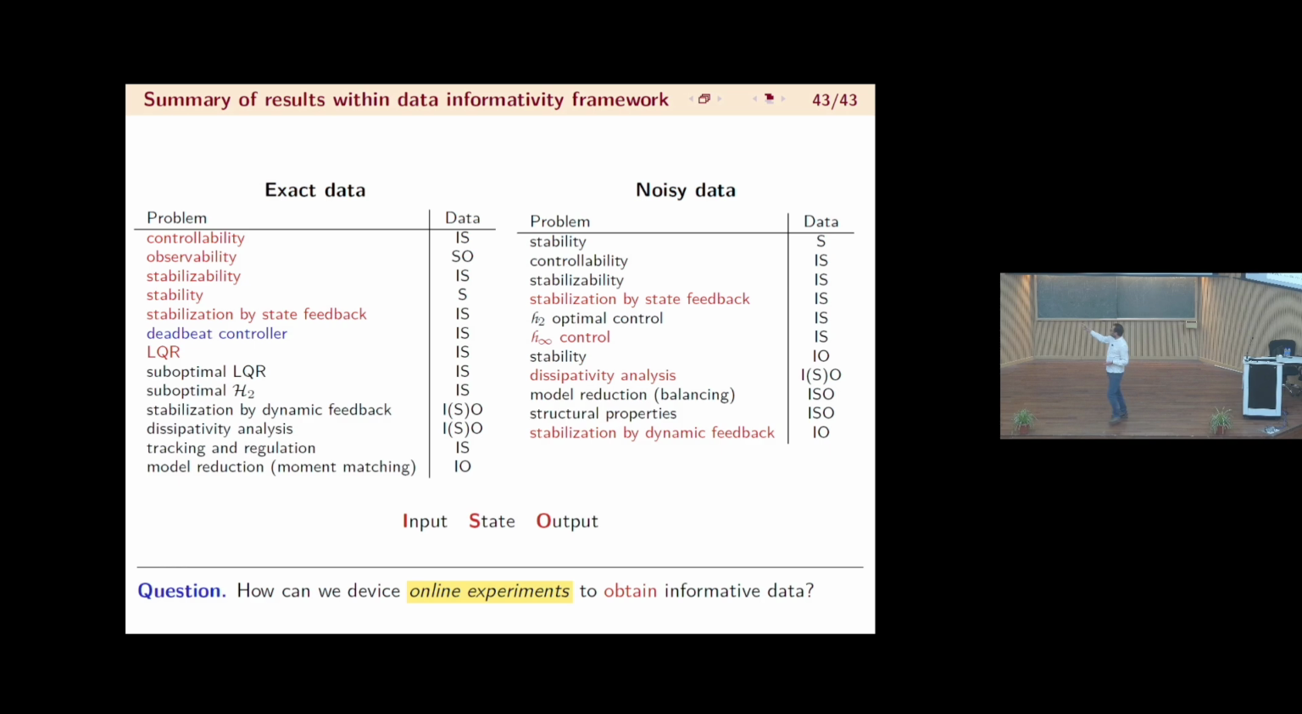If we want to attack this one, of course, we have to fix a problem first. I want to obtain informative data, but for what? Stabilization, H-infinity control. For what? Now imagine we want to attack this problem. Where should we start? I think the easiest option is to start from system identification. So we go back to where we started.